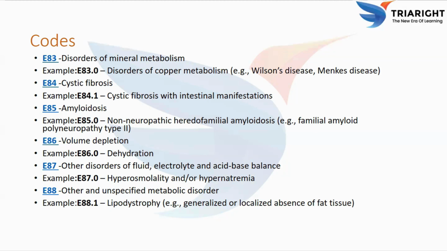It's abnormal or absent fat tissue. This may be generalized, like the whole body, or in one area. This can cause insulin resistance and diabetes-like symptoms. So whenever a patient is diagnosed with lipodystrophy, just assign the code E88.1.